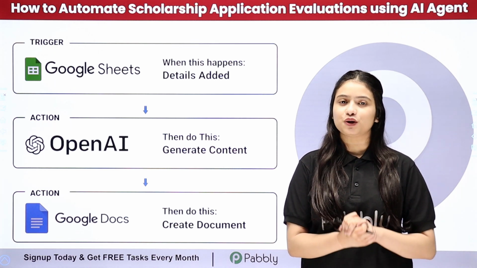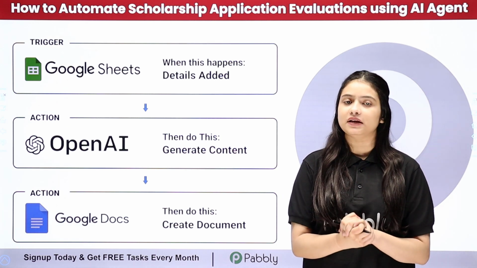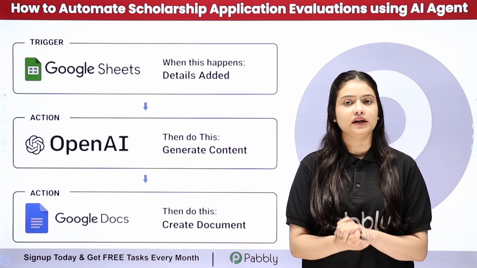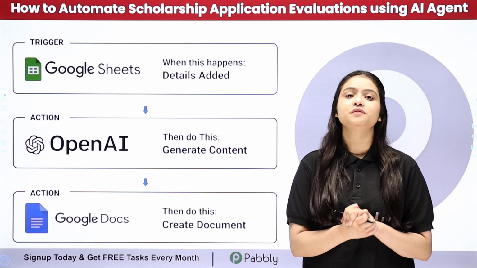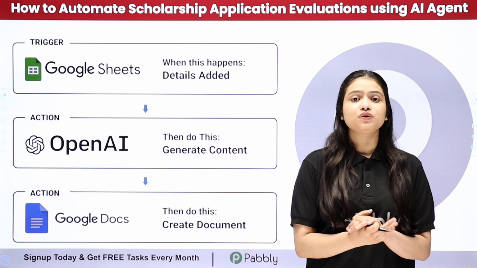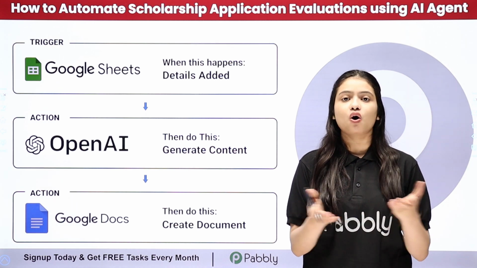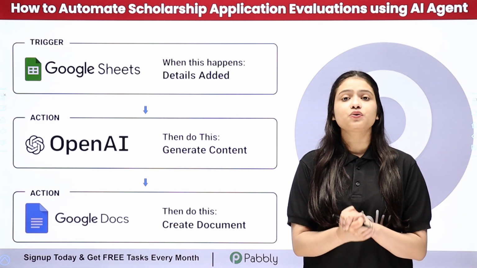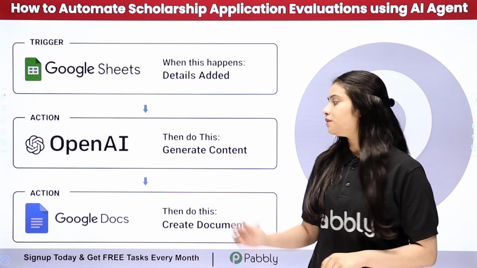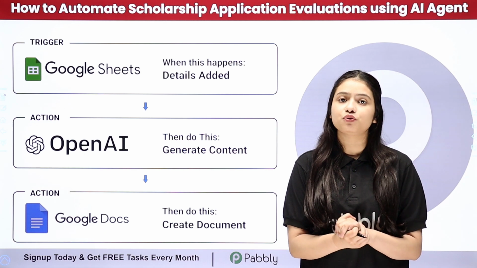Therefore, I have decided to automate this entire process with the help of Pabbly Connect and my AI agent, that is OpenAI. So now every time a student submits the application, the details will be recorded in my Google Sheets. As soon as the details are recorded in my Google Sheets, automatically my AI agent is going to evaluate the entire application and it is going to automatically create a document in my Google Docs for the summary to be approved further.